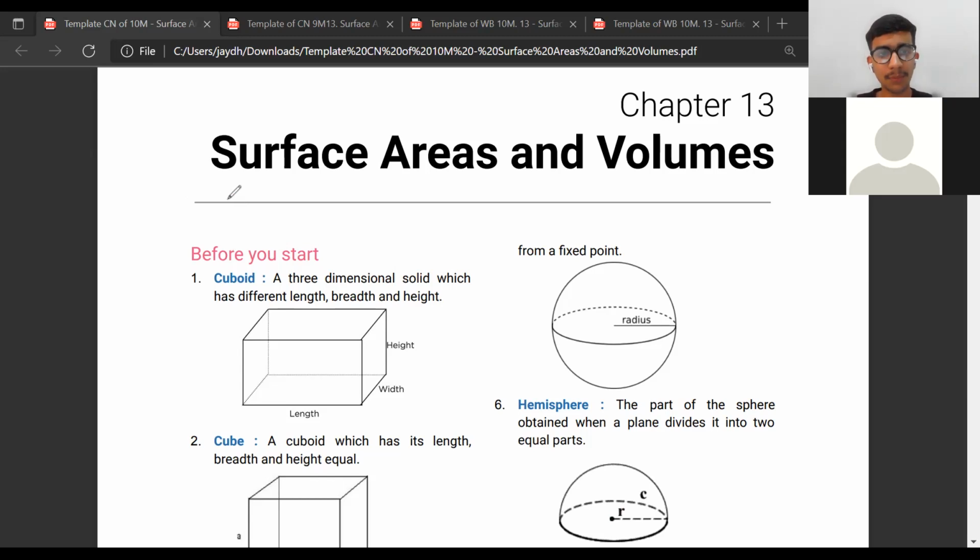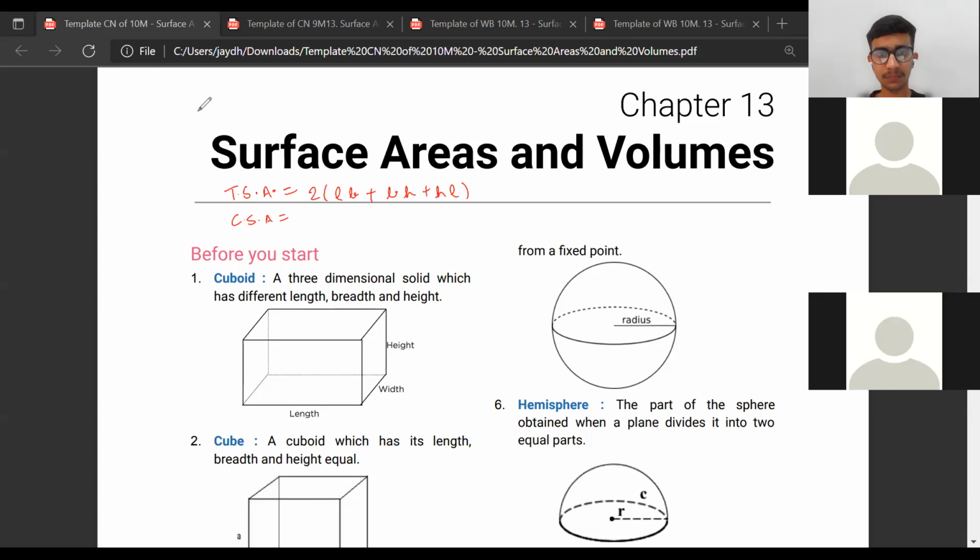So for a cuboid, tell me what is the TSA? Two times LB plus BH plus HL. Right. What is the CSA? Two times L plus B into H. Exactly, or it can be 2 LH plus BH. So basically, from the TSA you have to remove just this HL and then you get the CSA.